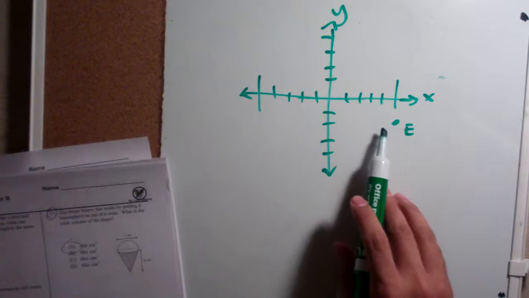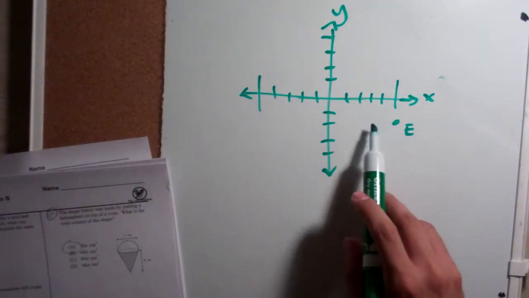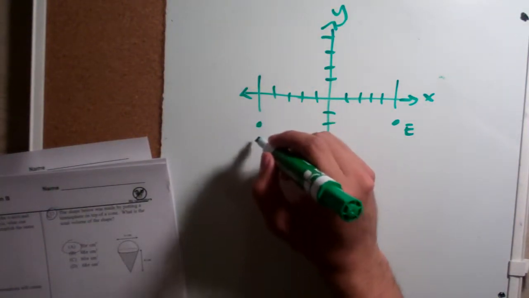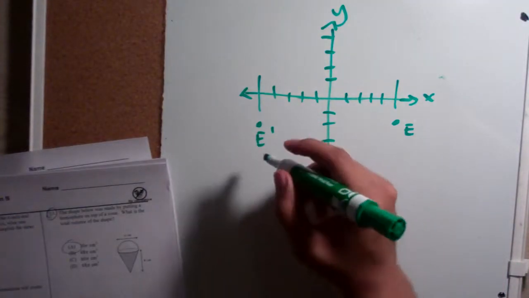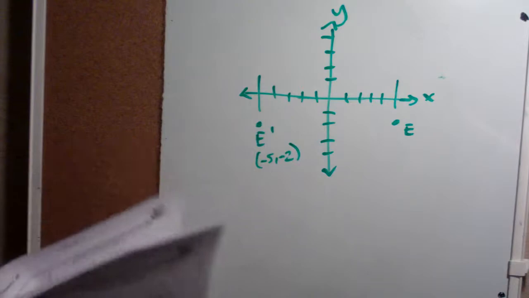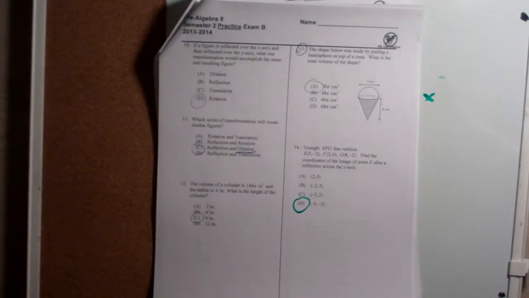When reflecting, we want to look at how far this was away from the line of reflection. It turns out it was 5 away. It was 5 to the right, so now it's 5 to the left. So this would be E prime, and the coordinate for this is (-5, -2). And for this, D is our answer for 14. Okay, getting on to the next one, number 15.